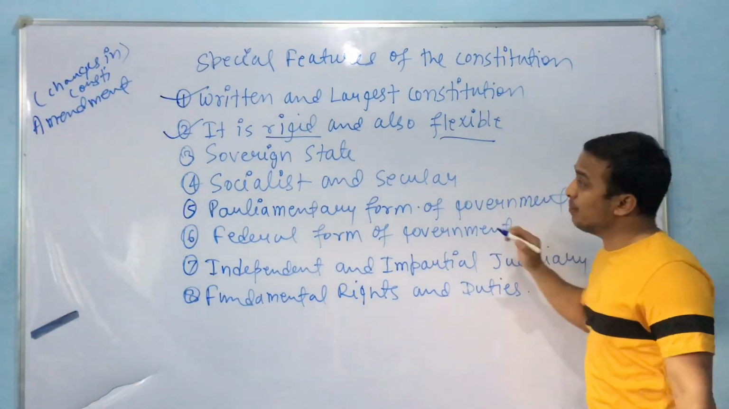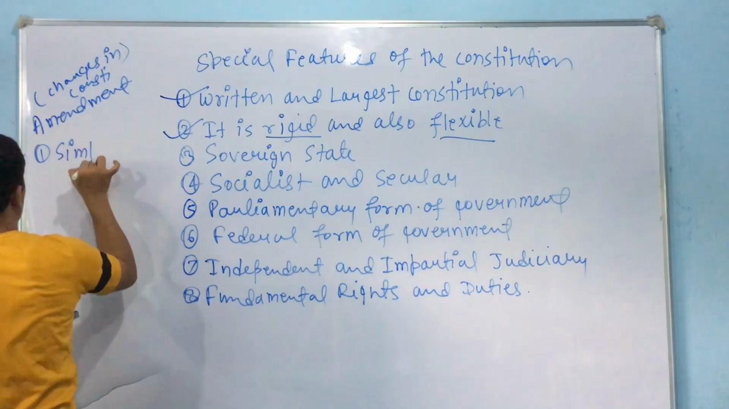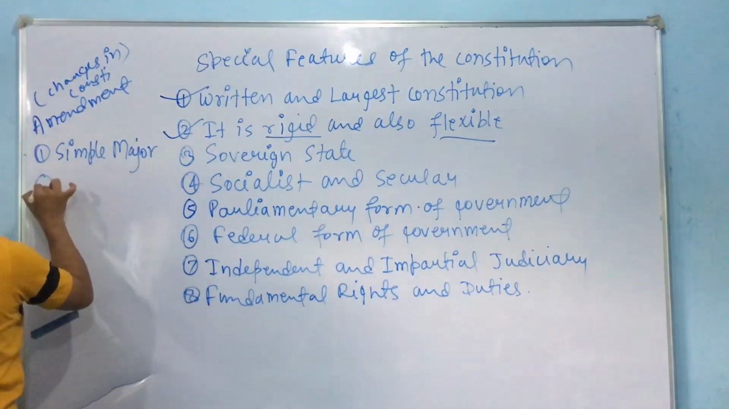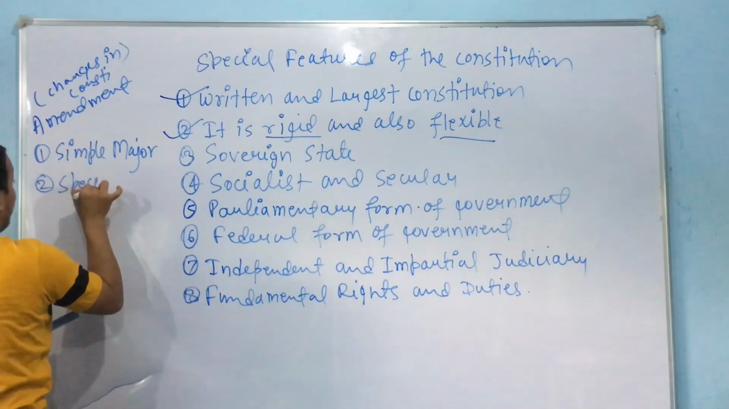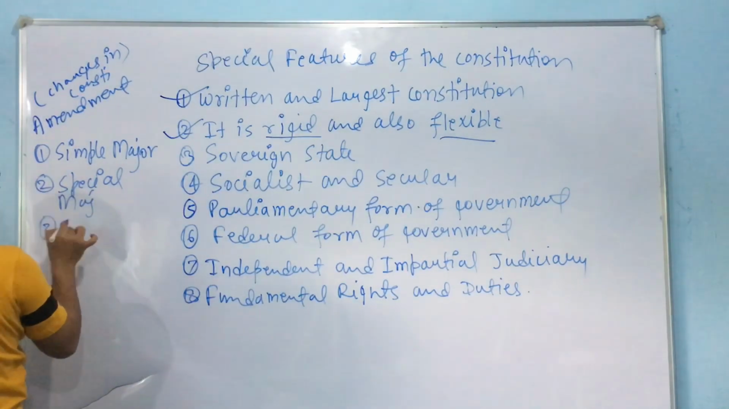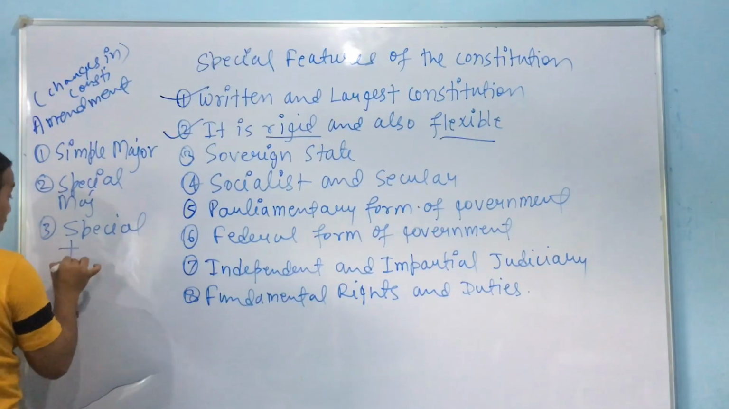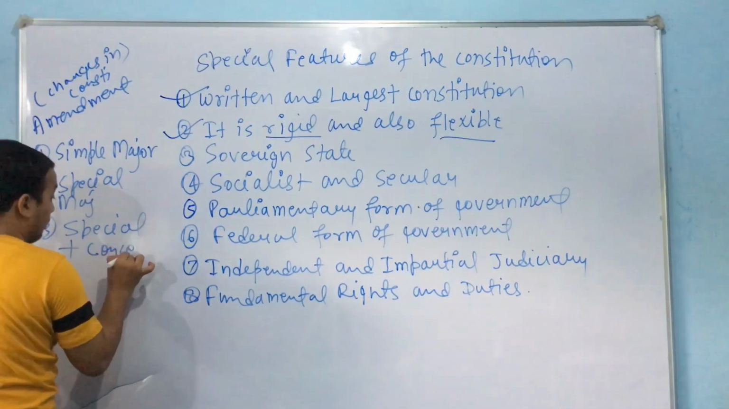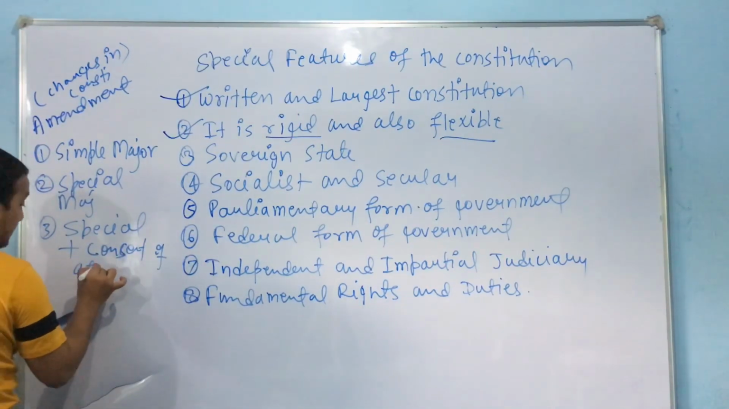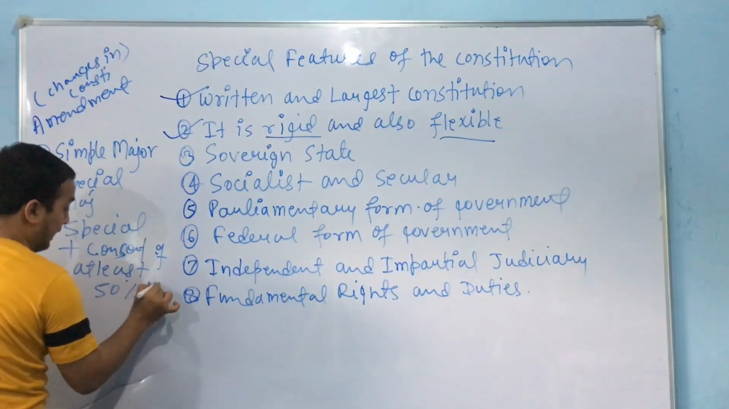Okay, अगर amendment की बात करें तो 3 types, एक simple majority, simple majority के थ्रू हम amendment कर सकते हैं। Then second special majority के through, and third is with special majority and consent of at least 50% of states.